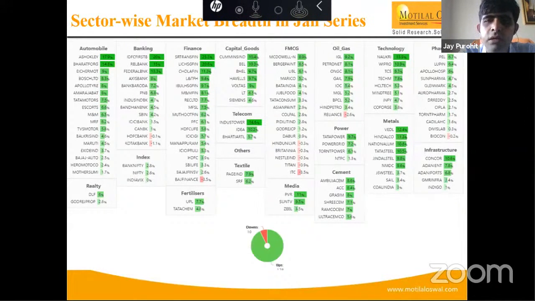In FMCG, McDowell obviously rallied by around 9% on the back of a strong rally in the last two trading sessions, mainly on Thursday and Friday. In oil and gas, IGL, MGL are doing quite well. Petronet had given a range breakout. It is rallying well. On Friday, we had seen good buying momentum in Petronet.